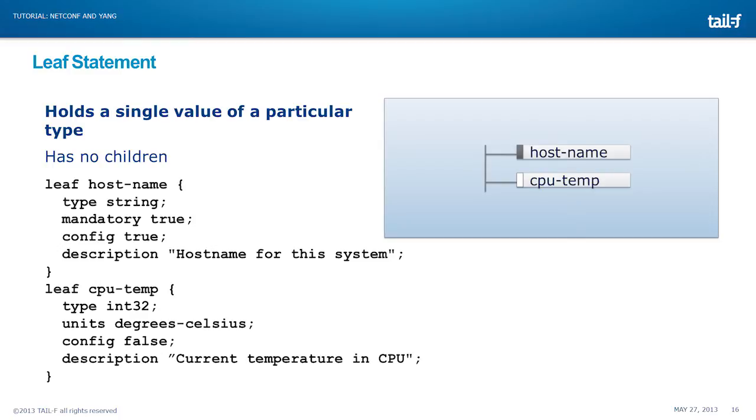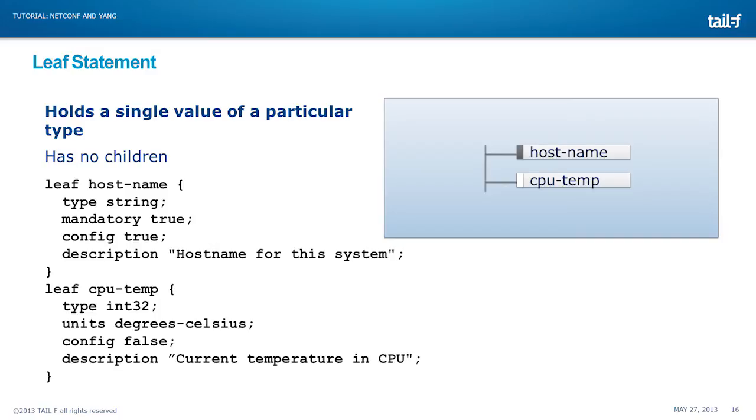And then past that, there are a number of different attributes that may be applied to a leaf. Many of these attributes, if not present, have a default value as defined in the RFC. So here we see a couple of examples. We have a leaf called hostname that's of type string. It's declared mandatory true, so it must be present. It's config true, meaning it's configuration data. In fact, the default value of config is true. So if config true was not there, it would actually be as if it was there as an attribute. And then, of course, a description.